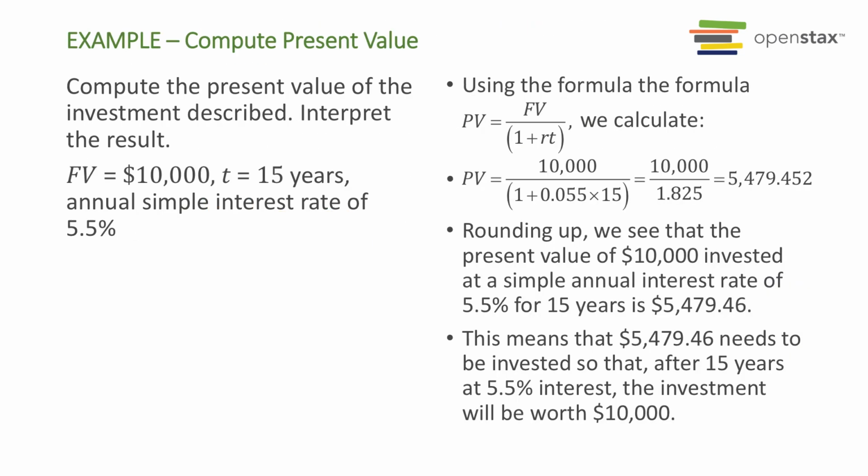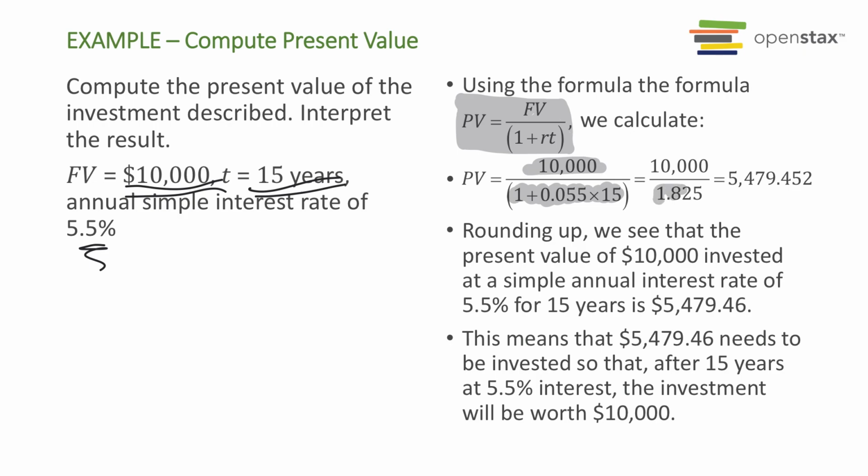So let's compute the present value of an investment that is $10,000 in the future. So in other words, we want to save $10,000. We've got 15 years to save it, and we're getting a 5.5% interest rate. And so everything's laid out for us here. So we've got PV equals the future value divided by 1 plus RT. So our future value is $10,000. That's how much we want to have in the future. And then we've got 1 plus, and we convert that rate to a decimal, so 0.055 times 15.